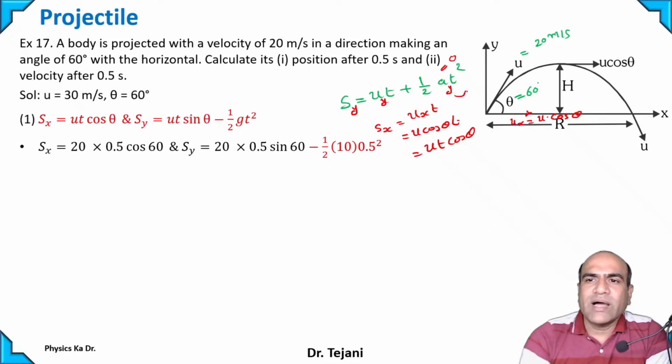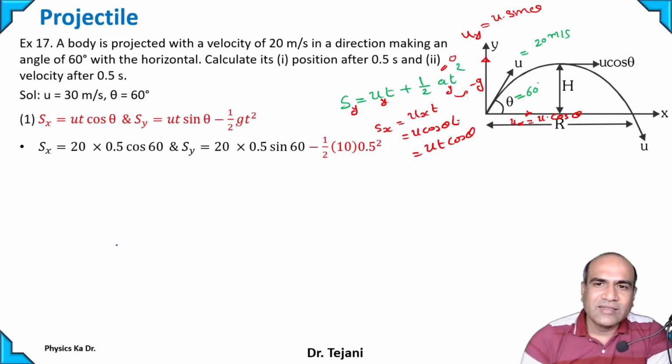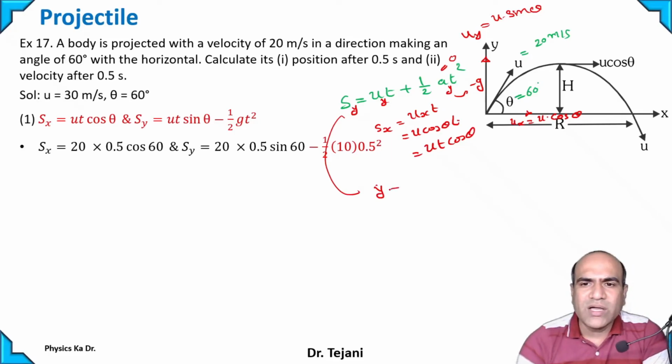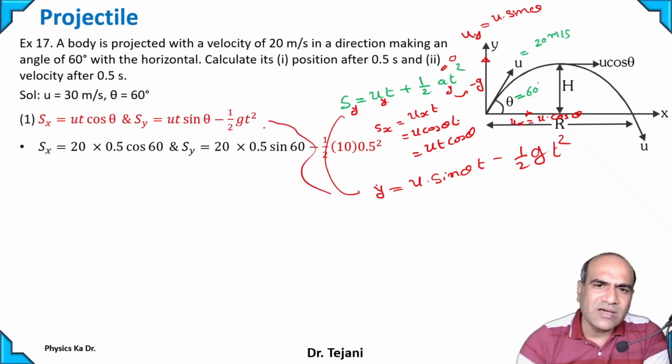Ay is equal to minus g. Uy is equal to u sin theta, because theta is the nearer angle. So put here Sy, that means y. Sy, that means y is equal to u sin theta t minus 1/2 gt square. Similarly, it is mentioned here. Put the values here and you will have solutions for that.